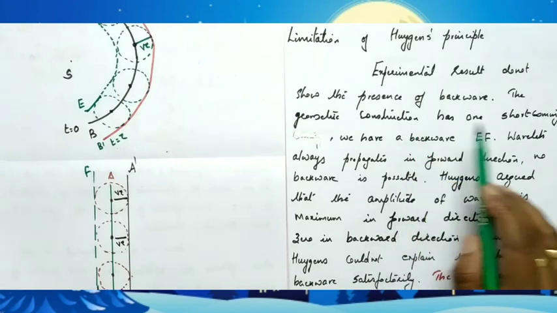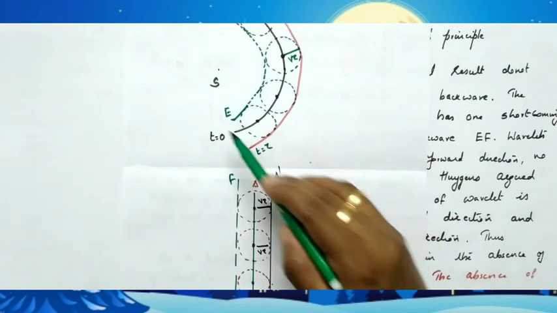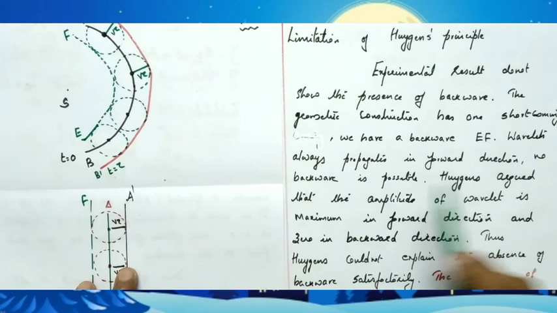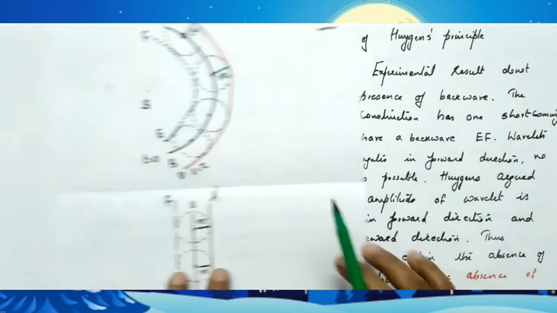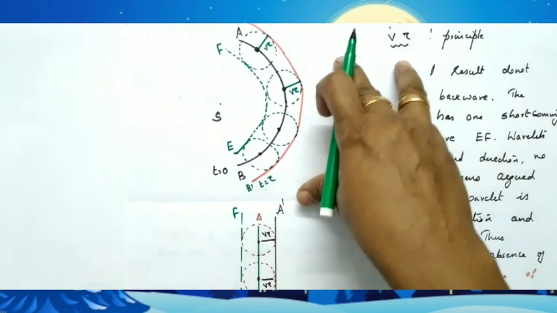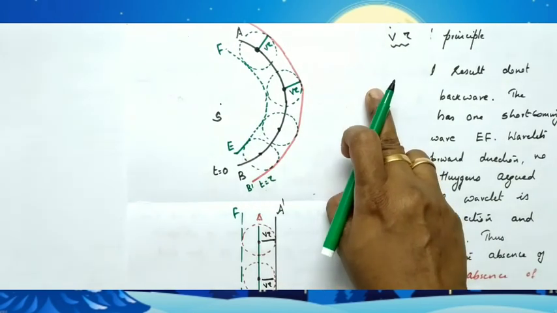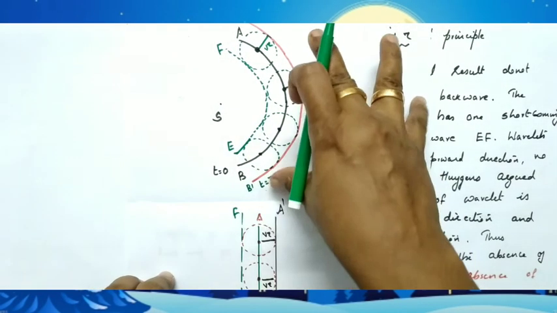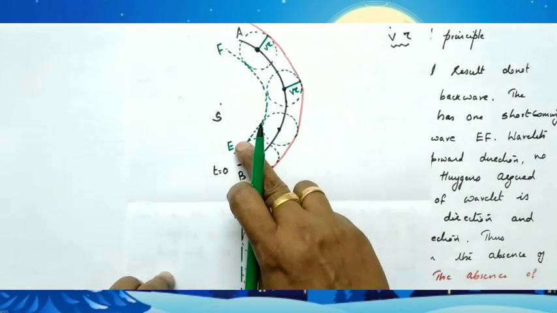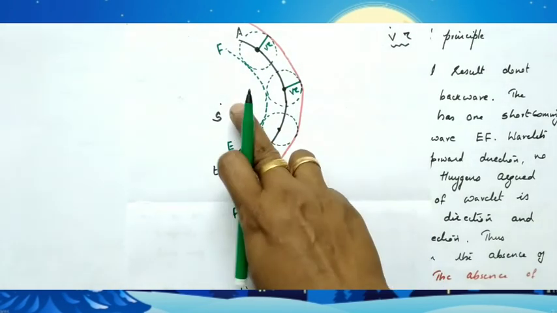The geometric construction has one shortcoming. We have a back wave EF. Here also we have a back wave EF. The wavelets always propagate in the forward direction. No back wave is possible. From the light source, waves are moving in the forward direction, diverging out, in the outward direction only. So light is always moving in the outward direction, not converging. So a back wave should not be possible. The back wave should be absent in the propagation of the wave. Back wave is not possible.